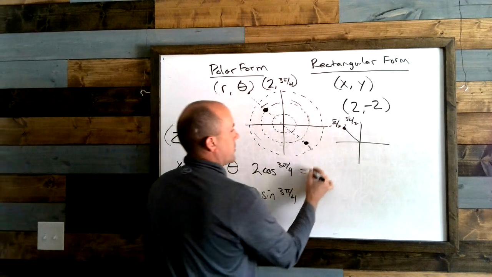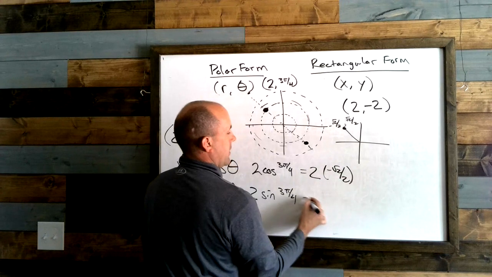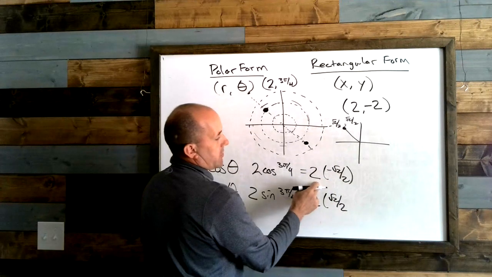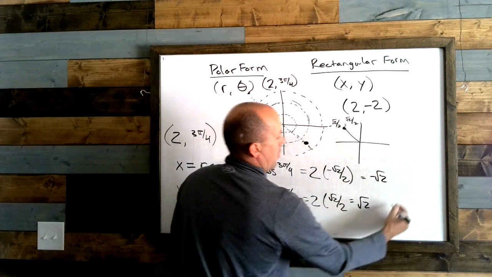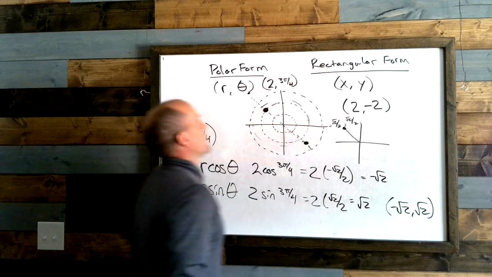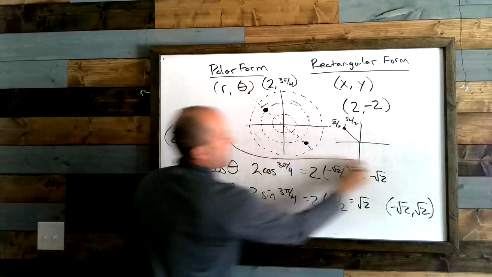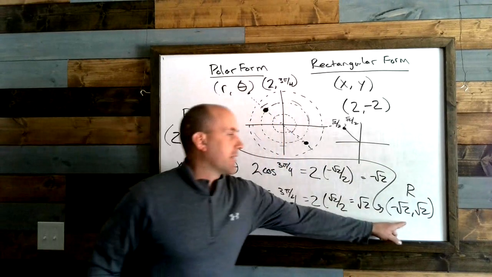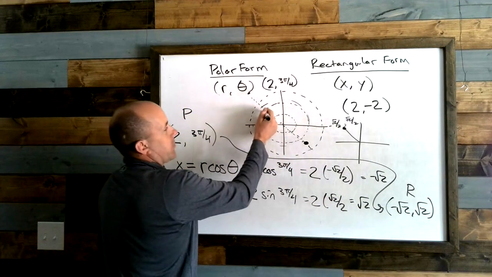So this becomes 2 times negative root of 2 over 2, and this becomes 2 times root of 2 over 2. You can see when you do that, the 2's cancel, and we get negative root of 2, positive root of 2. So it turns out that this polar form is the exact same as this rectangular form, that those are in fact the same.